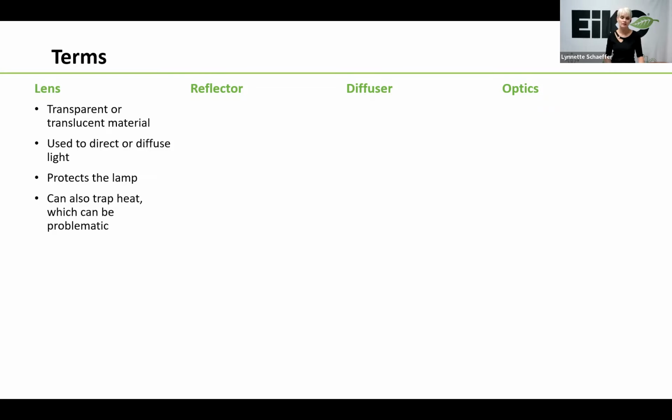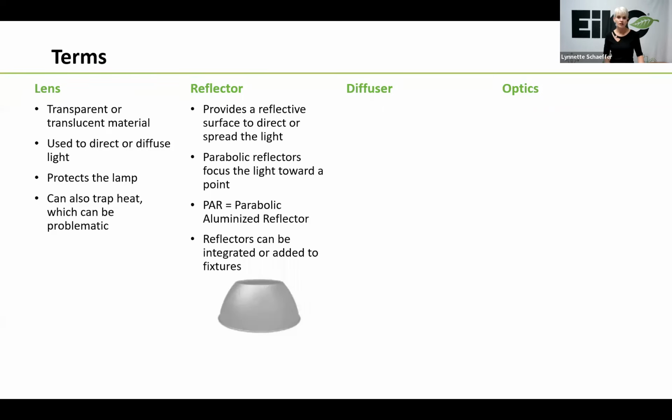So the next thing that we have is a reflector. Now, the reflector provides a reflective surface to direct or spread the light from the lamp or the LED out onto the surface and into the space. Parabolic reflectors primarily focus the light toward a point, while other reflectors spread the light out. It just depends on which one you're using. Now, if you're familiar with, say, a PAR lamp, PAR stands for parabolic aluminized reflector. Typically, you find those in a PAR halogen lamp. And it's basically just that shiny material on the inside of the lamp. Now, some LED fixtures also use this to help push the light onto the surface.